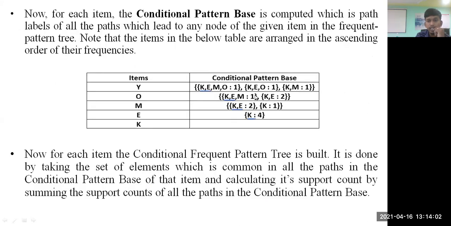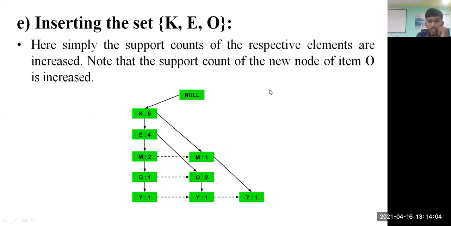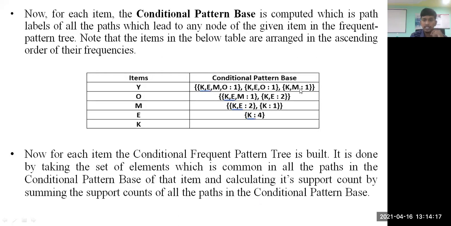Next, KEO is the second branch of your Y, and the value is equal to 1. Similarly, the Y branch here is KM, again equal to 1. That's what we have in the next step. This is how for the item Y, we are calculating the conditional pattern base. I hope everybody is clear with this answer.